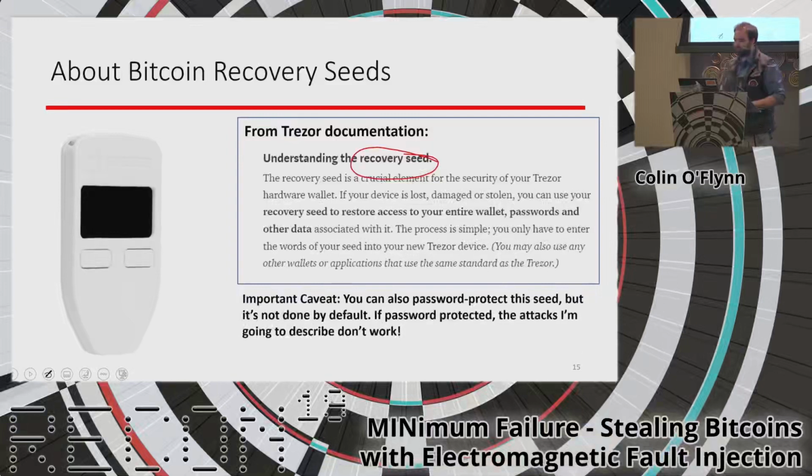There's an additional option. They call it a password, but basically what this password is doing is it actually uses some other data you input to generate the actual private key used for the wallet. What this password protect mode means is that all the secrets are no longer stored on the device, which is very good. Because what I'm going to be attacking is the fact that the secrets are stored on the device, and we can extract those secrets and then get all the Bitcoin.